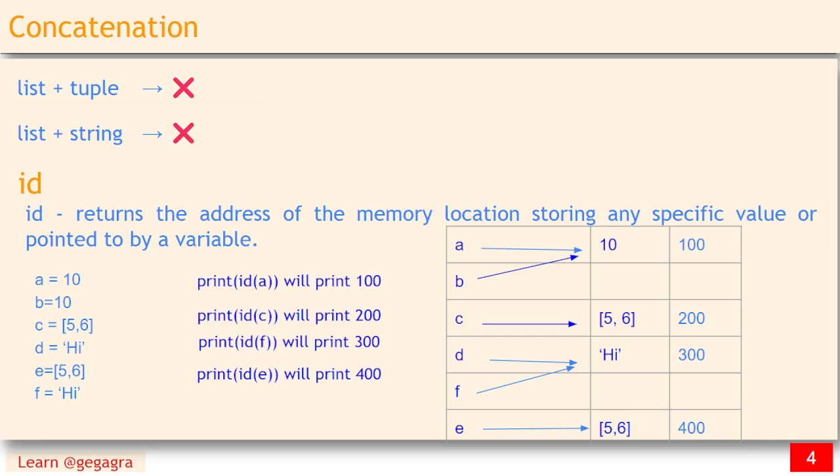So this is how we can concatenate list to list, tuple to tuple. List plus tuple or tuple plus list is the same. List plus a string is different, so not possible. Two different types cannot be concatenated. But if we convert a tuple into a list, then it is possible. Otherwise, it is not possible. So I hope you understood the concept of concatenation and the id function.